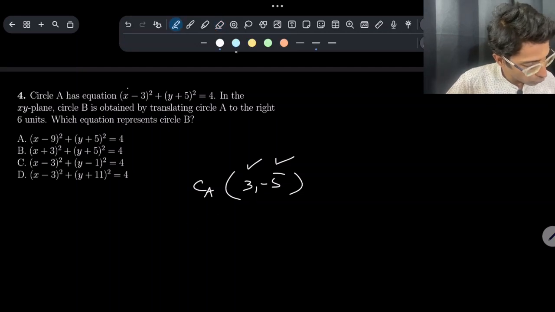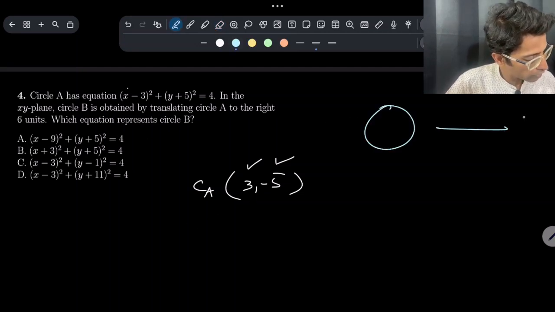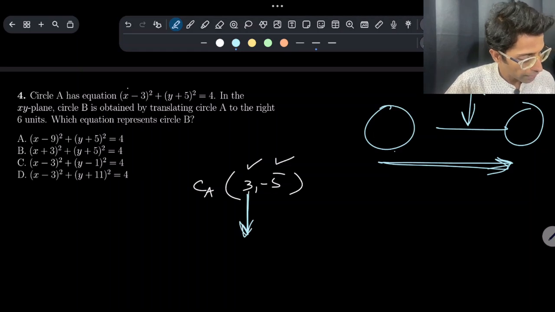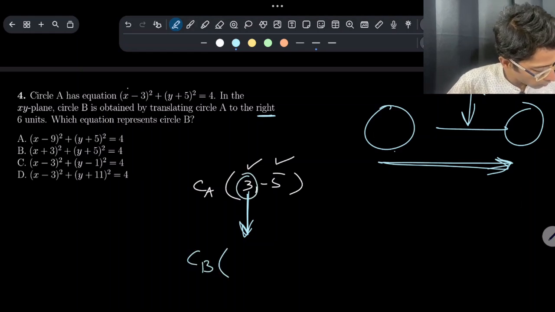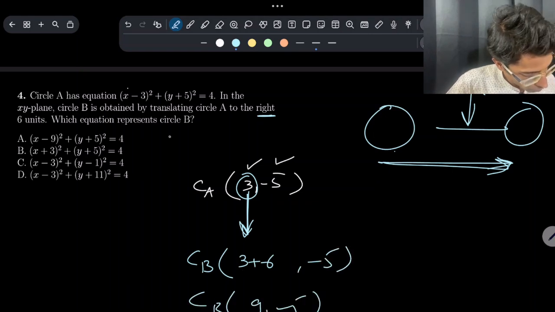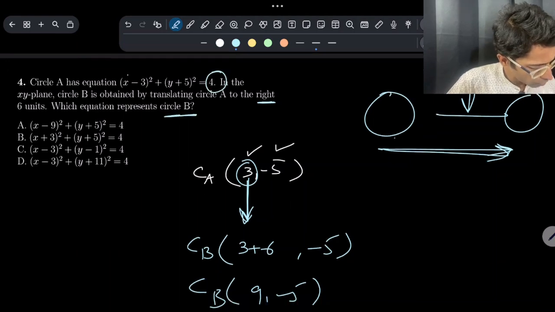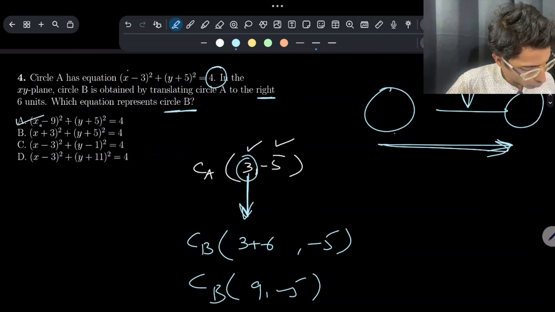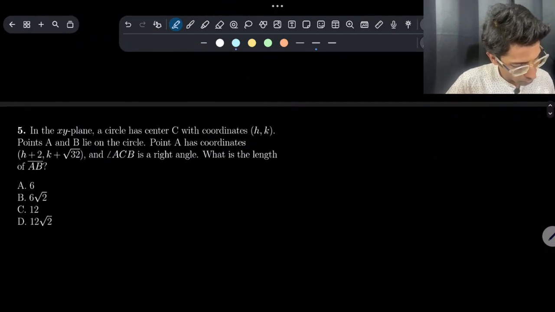Let's translate. If we translate any circle towards the right, we are moving in the x-axis, but we are not changing the y-axis. So I only have to change the x-axis here, and since the translation is towards the right, I have to add 6 units to 3. So center of circle B is 3 plus 6 comma minus 5. So center B is 9 comma minus 5. He is asking me the equation. The radius will remain the same. So the equation is x minus 9 y plus 5 equal to 4. So this is the answer. Let me speed run to the next problem.